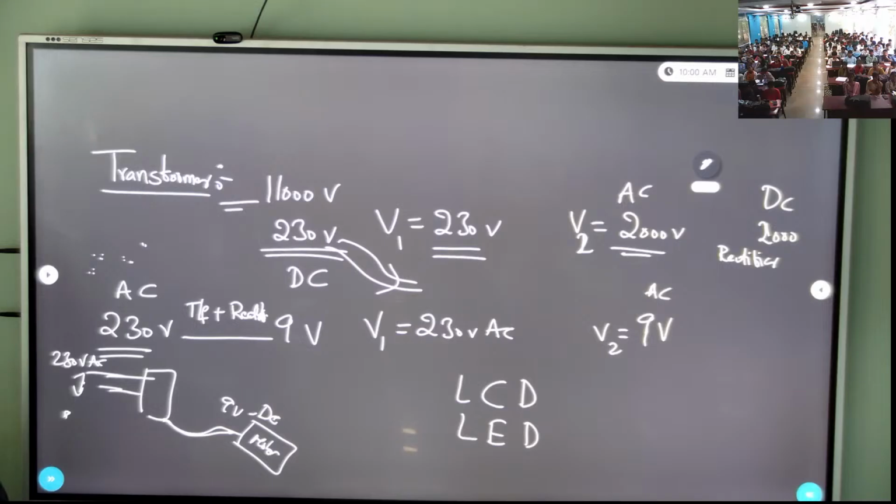What is the question? On which parameter is the voltage changing? 230 is changing to 9 voltage. On which parameter does this change of level of voltage depend? You have to answer this question after completion of this transformer topic. Okay, right.